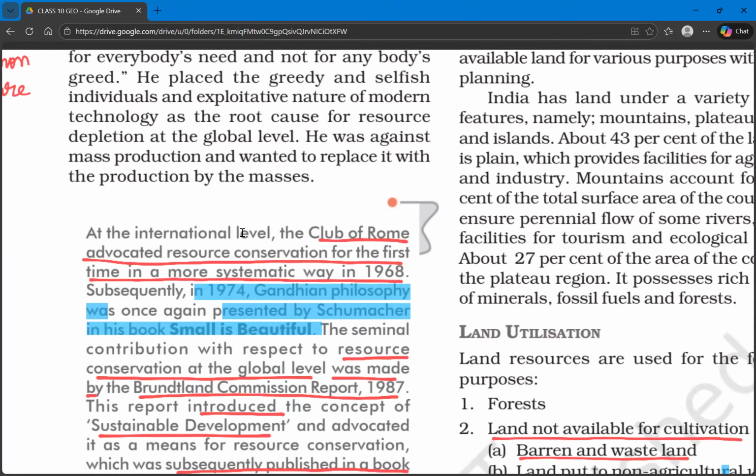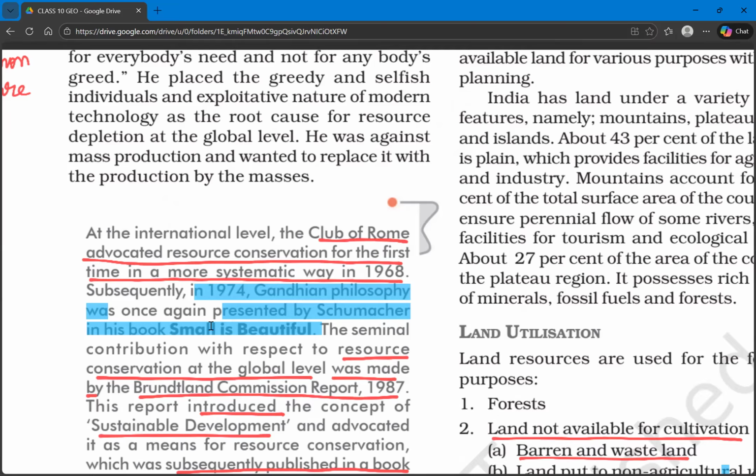At the international level, the Club of Rome advocated resource conservation for the first time in a more systematic way in 1968. So this resource conservation was, officially, in 1968 by the Club of Rome. Subsequently, in 1974, Gandhian philosophy was once again presented by Schumacher in his book Small is Beautiful. So, Schumacher, in his book Small is Beautiful, talked about Gandhian philosophy in 1974.